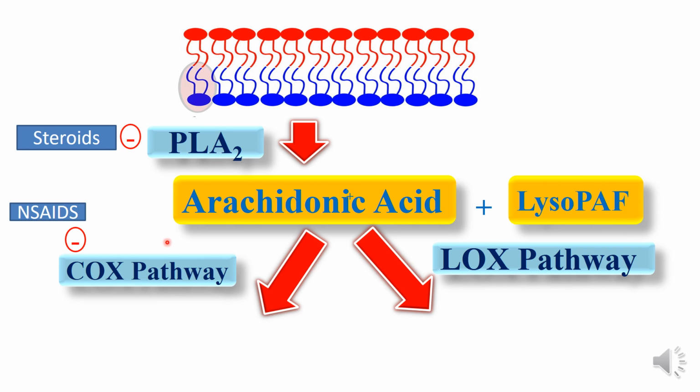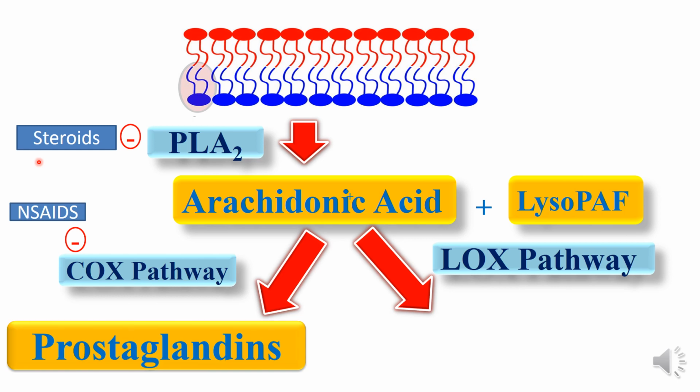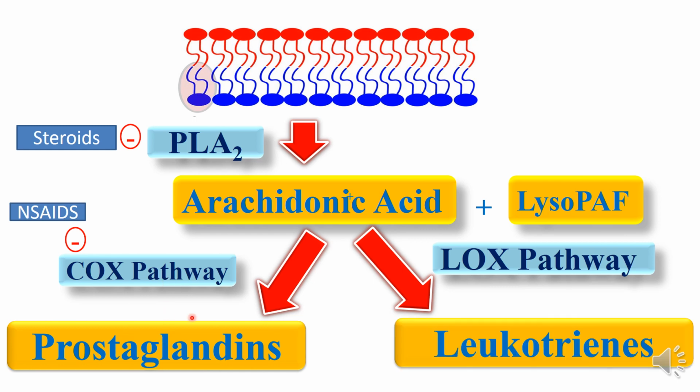the cyclooxygenase is inhibited by a group of drugs known as NSAIDs, that is non-steroidal anti-inflammatory drugs, which we will look at later on. So arachidonic acid undergoes two pathways, COX and LOX pathway. When it undergoes the COX pathway, it produces prostaglandins, and when it undergoes the LOX pathway, it produces leukotrienes.